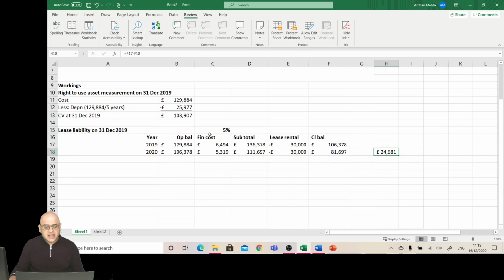Make sense? And from this table, the finance cost for 2019 also needs to go to P&L. So now let's show P&L.